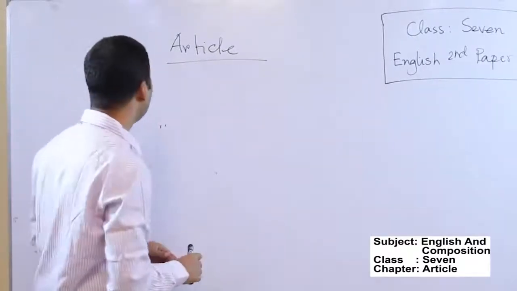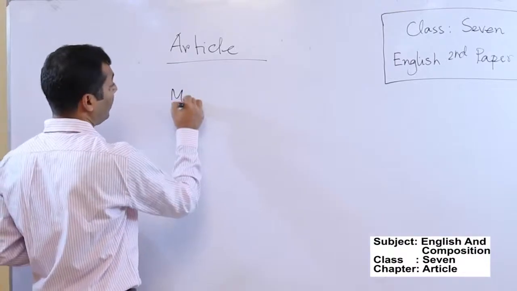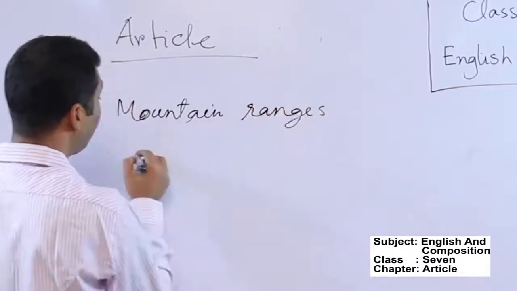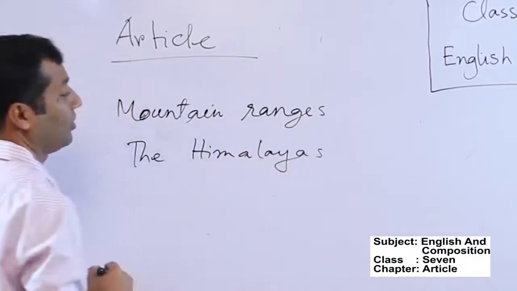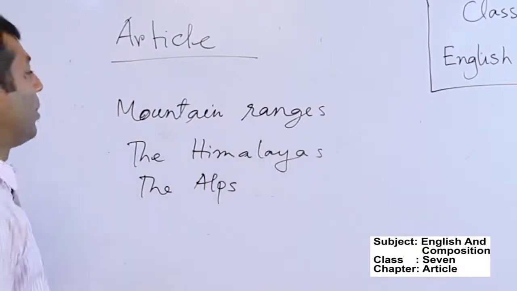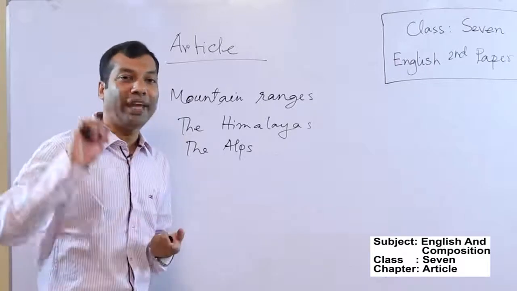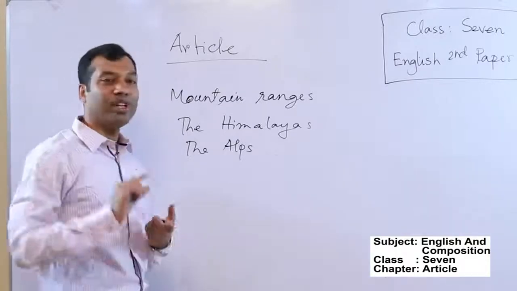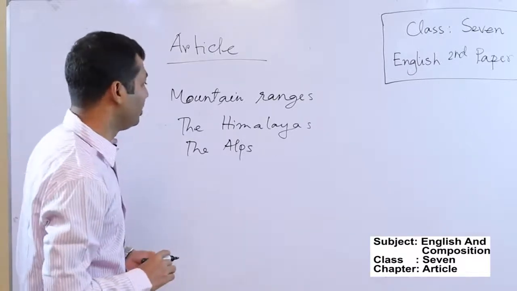Before the names of mountain ranges. Mountain ranges, a group of mountains together. For example, the Himalayas, the Alps. So these are the mountain ranges. But when there is a single mountain or a single peak, the highest point of a mountain is called the peak, so when you are using the name of any peak or a single mountain, you do not need to use the article the. So no article will be used there.